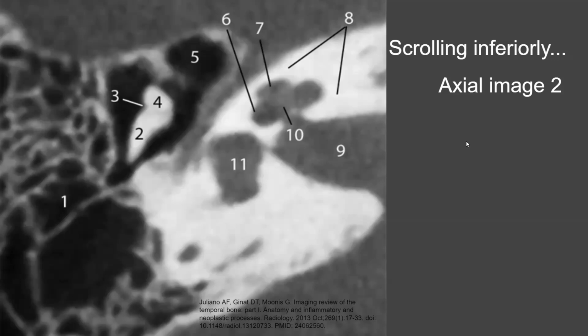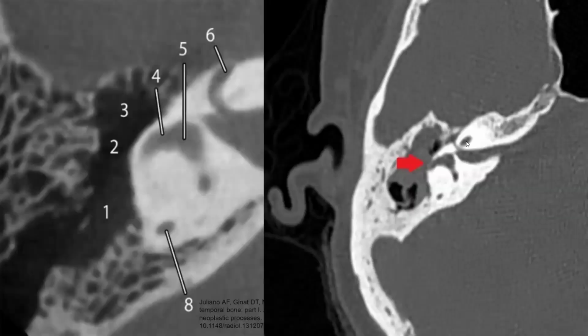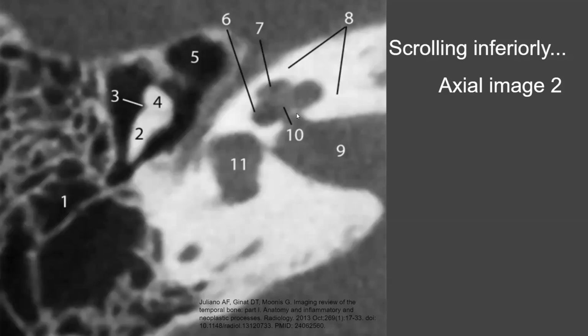So let's go a little bit more inferiorly. We started here on the left side of the screen, and we're going a little bit inferior to that. Now we're looking at another axial image. Again, the external auditory canal will be out here. This is the right side again. And we again see the mastoid air cells, these multiple little bony septations we expect to see with the mastoid air cells.